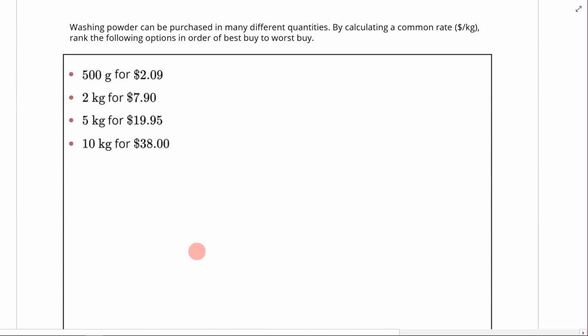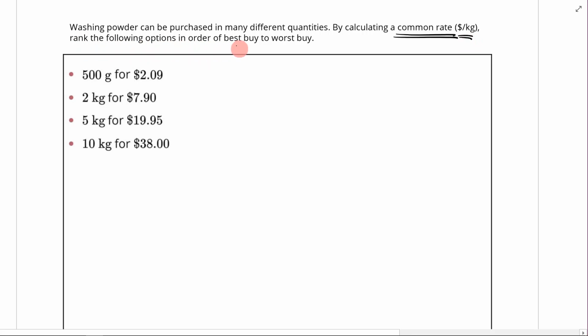All right, this is a big one. It says washing powder can be purchased in many different quantities by calculating the common rate. So when it says common rate, that means I don't necessarily want to be finding, maybe it is per kilo, whatever it has to be. It actually says here $1 a kilo. So maybe I do have to figure out $1 a kilo.